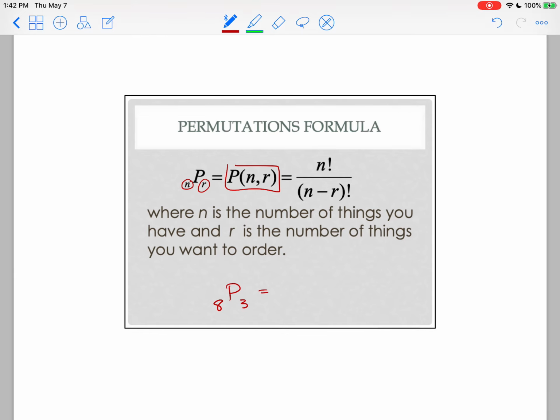And if I put this in my calculator, and if you have the newer calculator, it just gives you boxes to fill in. If you have an older one, you have to type 8 in first, then go to nPr, then type in the 3. But it came out to 336, which is exactly what we got in the previous example.